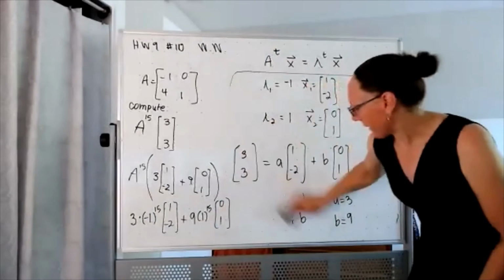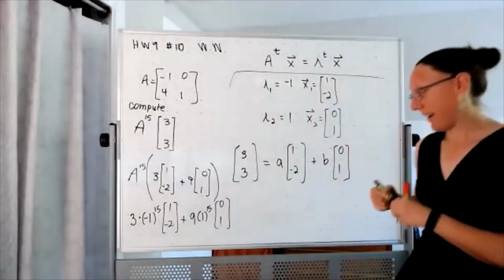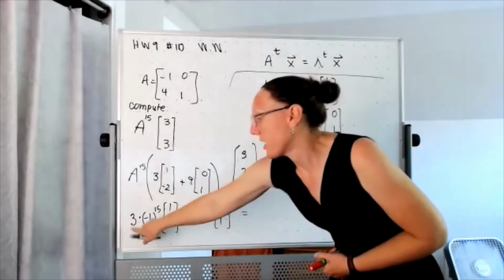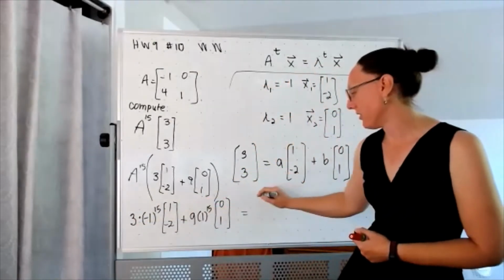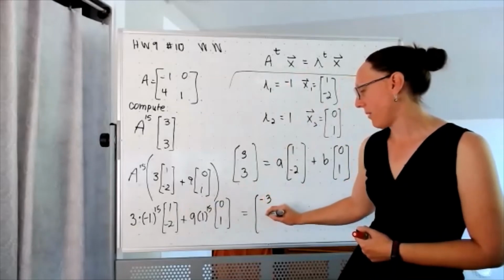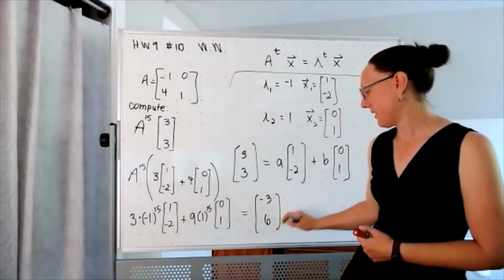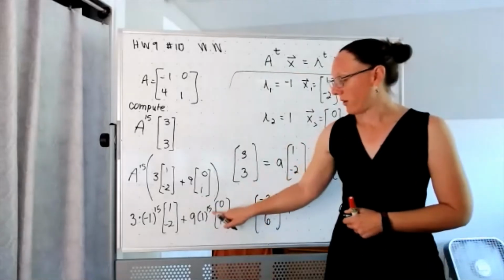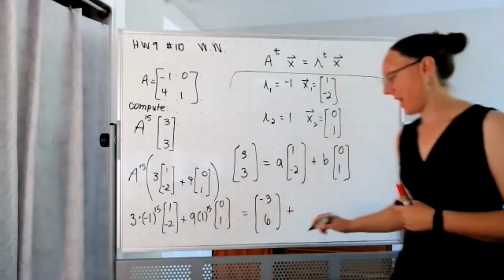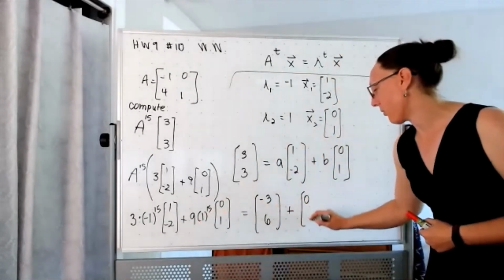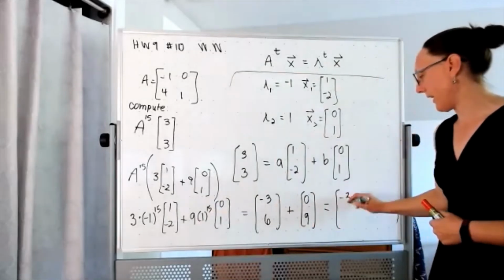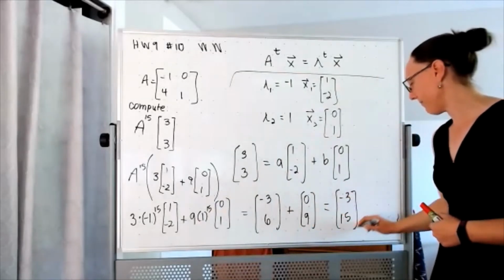So this first piece, that's a -3, and I could distribute that into the vector. So that would become -3, +6, plus 1 raised to the 15th power is just 1. And when I distribute the 9 in, I'd have 0, 9, which means my final answer would be -3, 15.